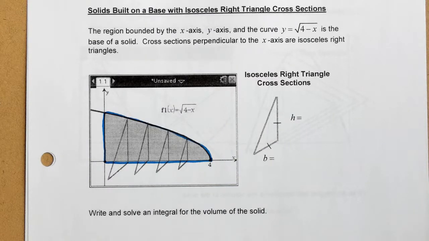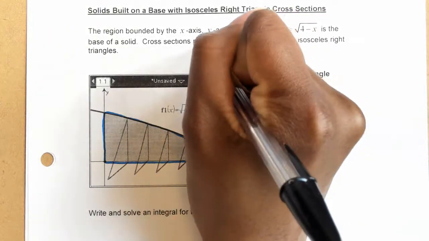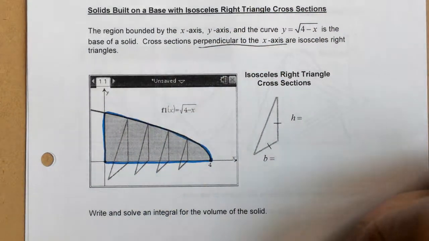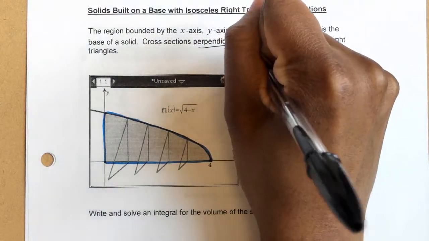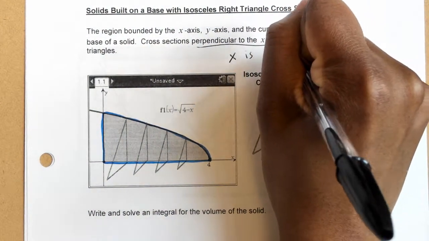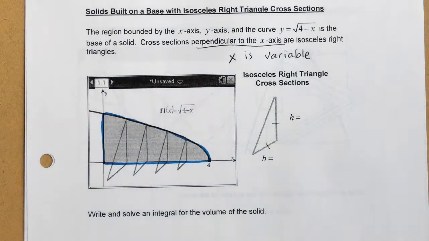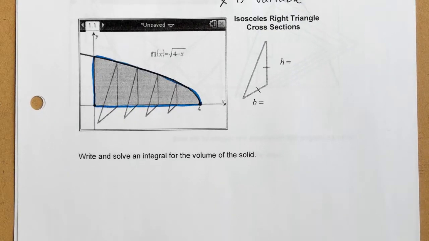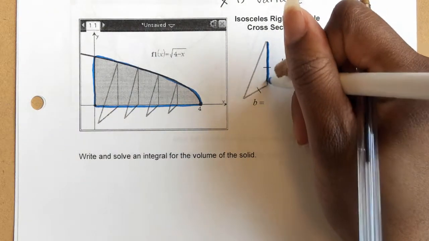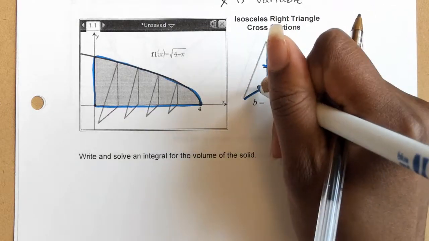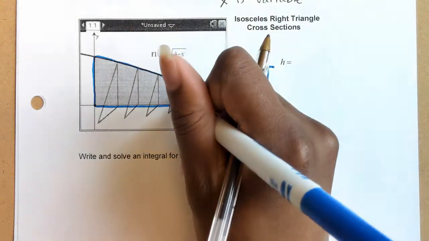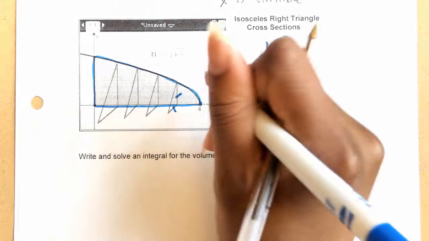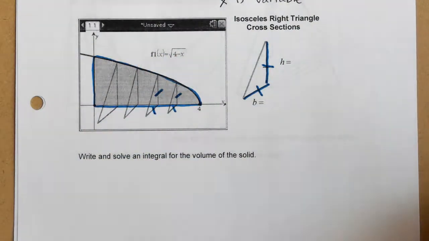Okay, so these cross sections are perpendicular to the x-axis. So that means that x is our variable. Alright, so if we're looking at this graph and we want to create isosceles right triangle cross sections, an isosceles right triangle has 2 sides that are the same, correct? So if we look at this, that means this side and this side will be the same for that triangle.